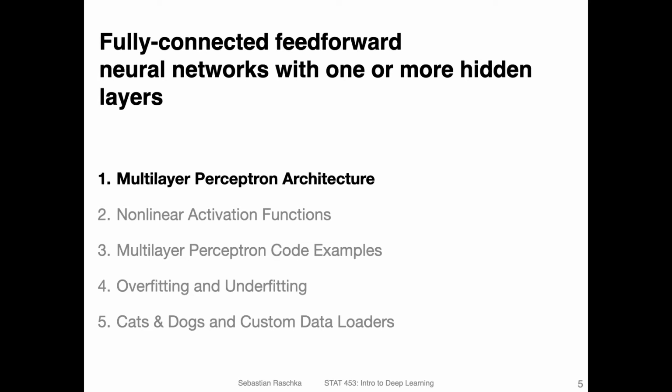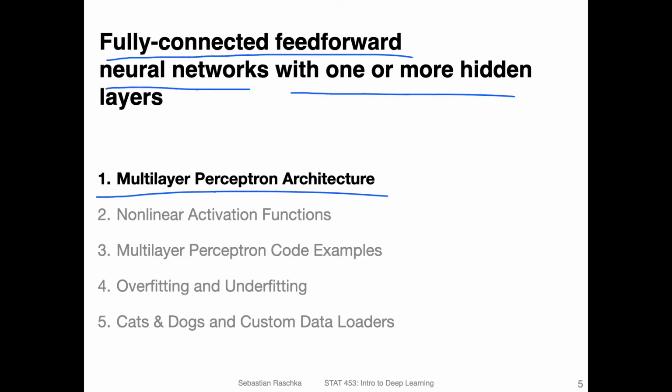Yeah, now it's finally time that we talk about multilayer perceptrons. So what is a multilayer perceptron? Multilayer perceptrons are fully connected feed-forward neural networks with one or more hidden layers. So what does fully connected mean here? Fully connected means that if you have a given layer, each unit in that layer is connected to all the other units in the next layer.